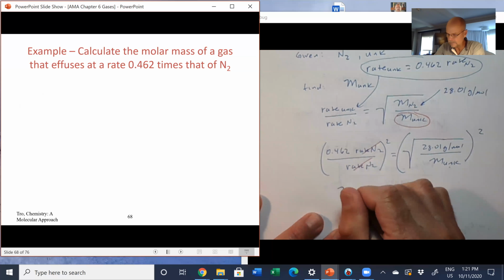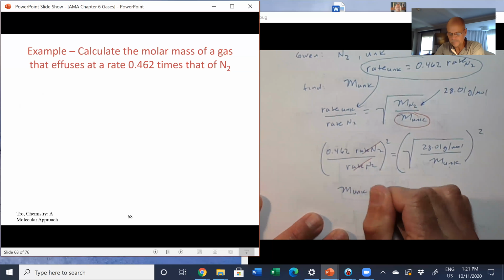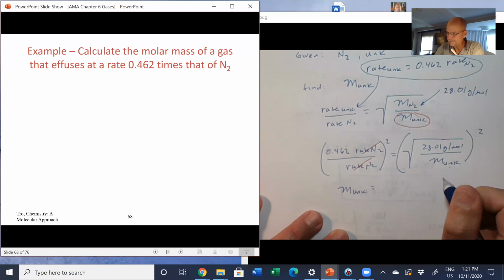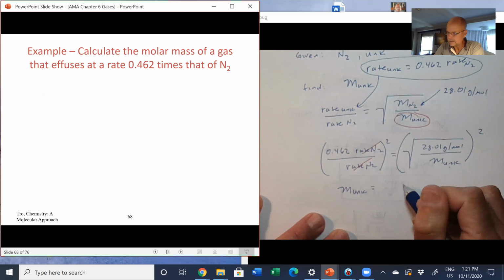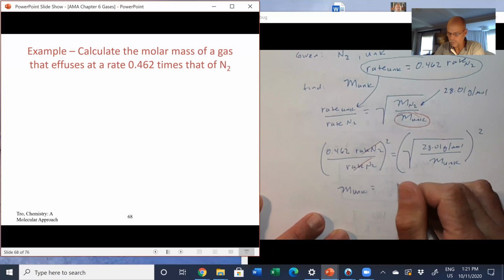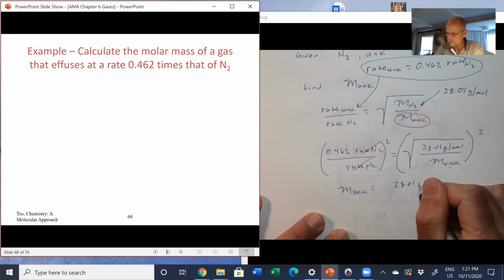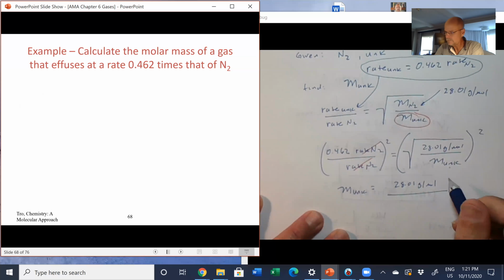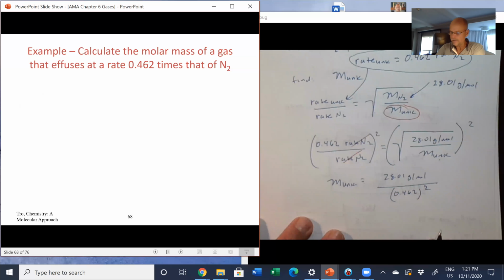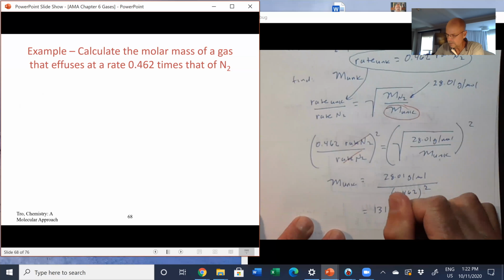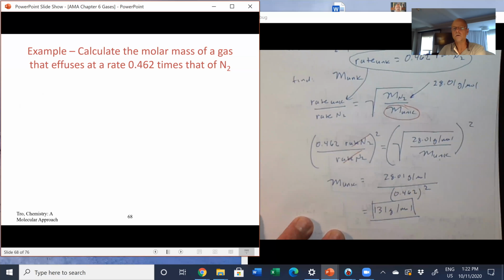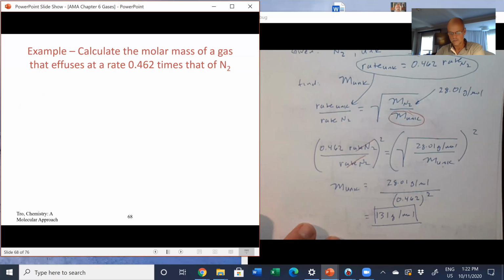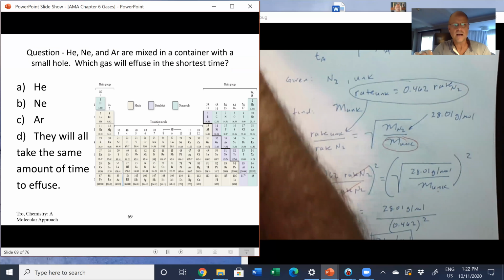So the molar mass of the unknown gas is equal to the molar mass of nitrogen, which is 28.01, divided by 0.462, the quantity squared. And that comes out to be equal to 131 grams per mole. All right, that's Graham's law of diffusion.